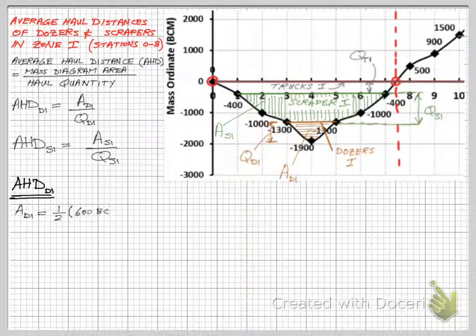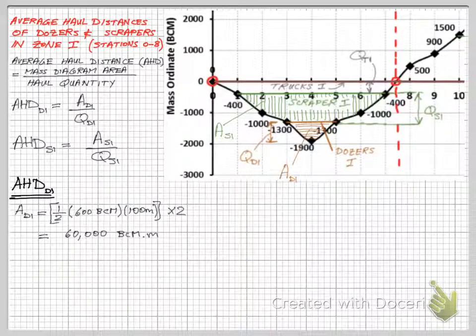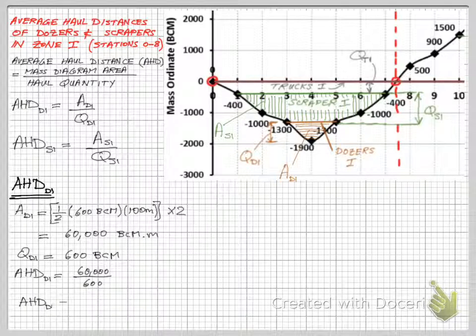The mass diagram area of the dozers equals the area of the hatched symmetrical triangle with a base of 200 meters and mass ordinate height of 600 meters. So we get AD1 to be 60,000 bank cubic meters. From part B, we know that QD1 equals 600 bank cubic meters, so we get 100 meters average haul distance for the dozers.